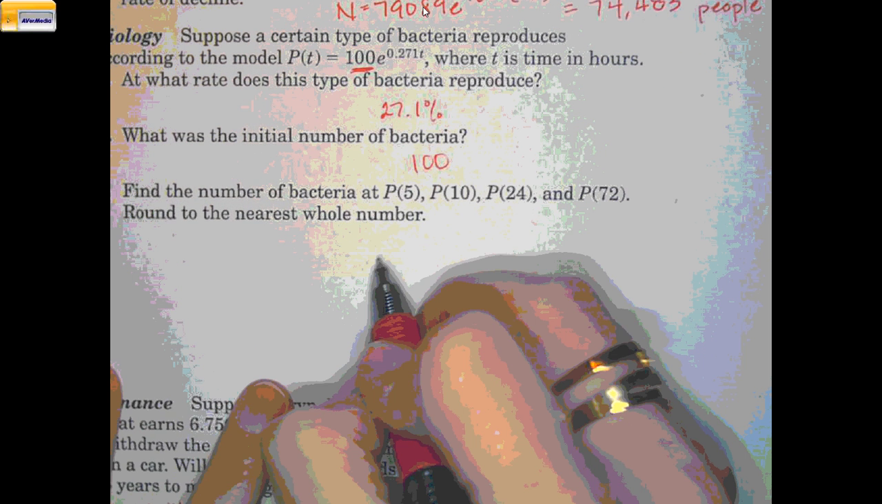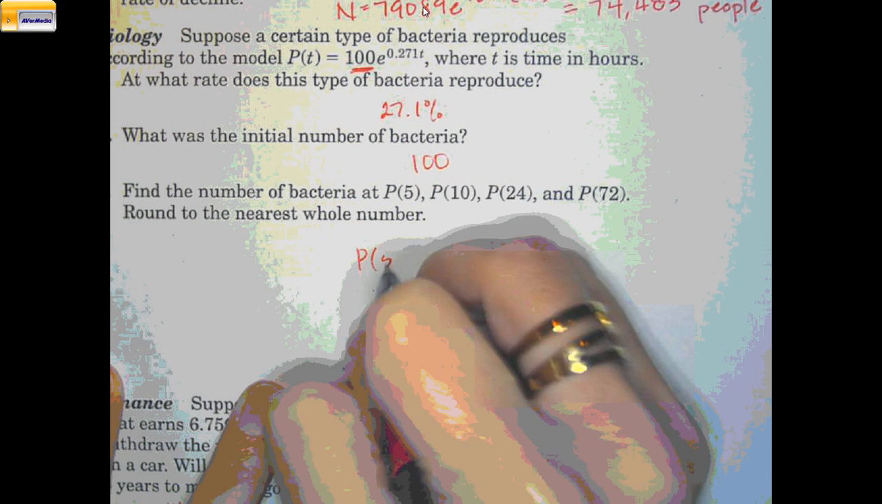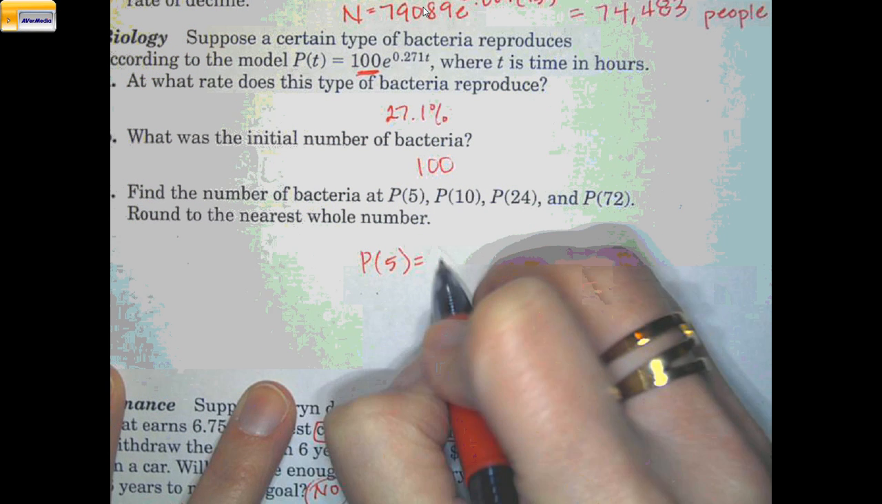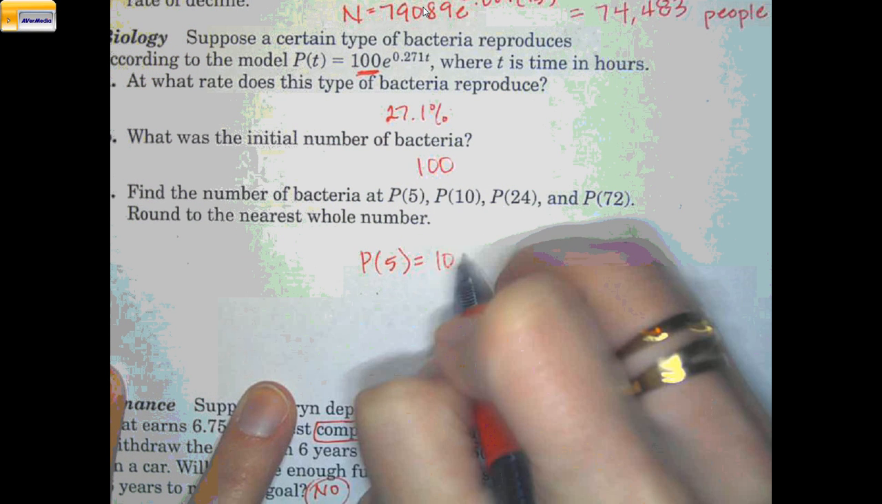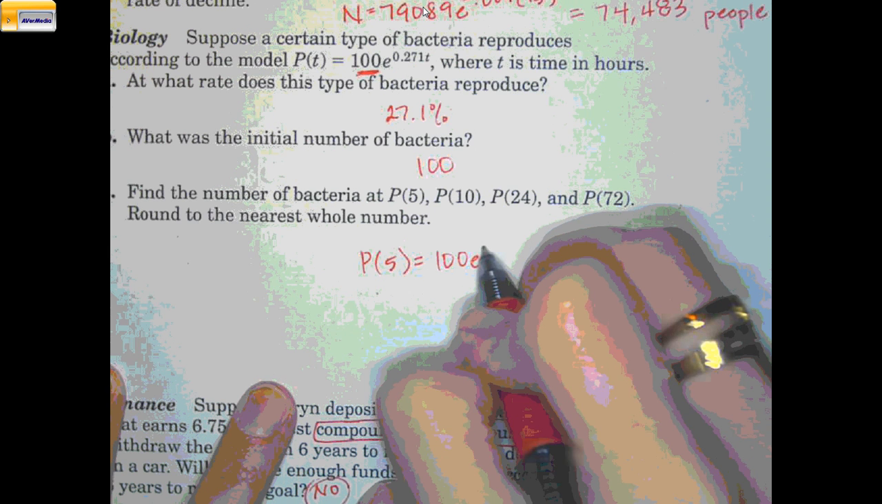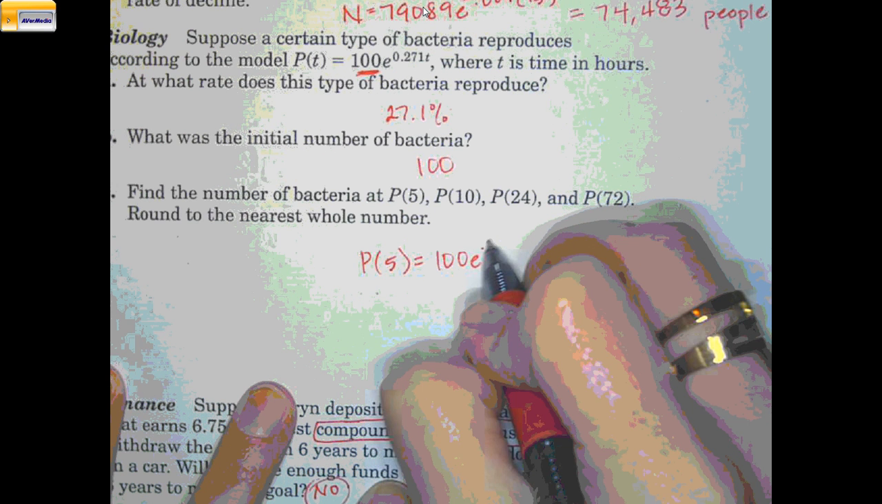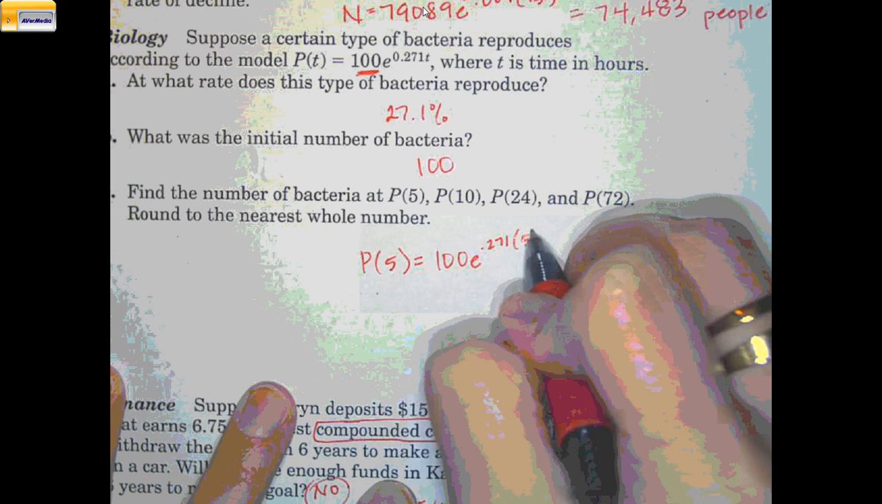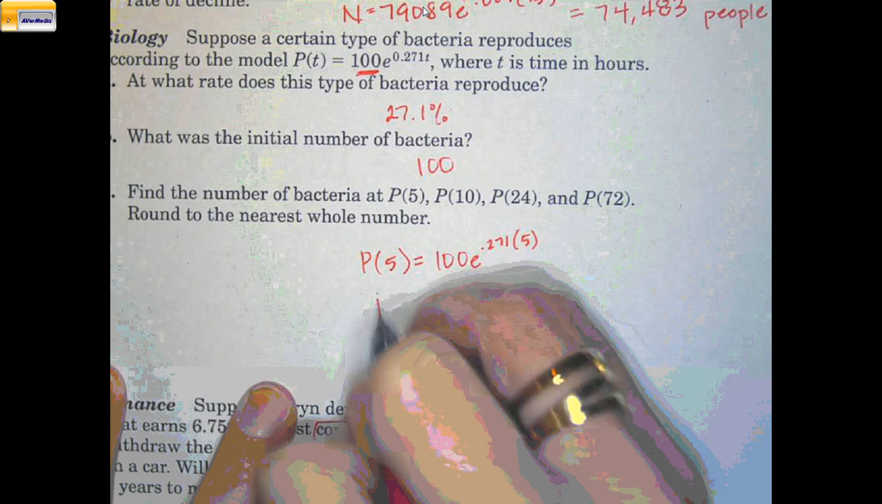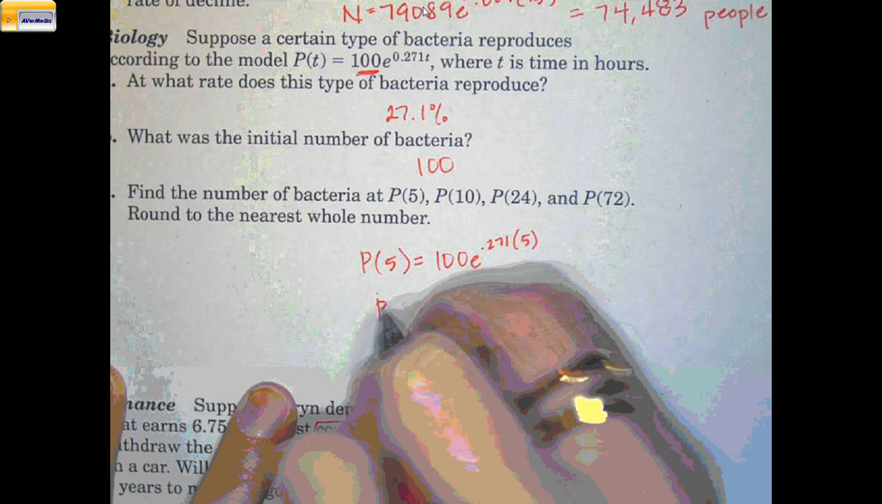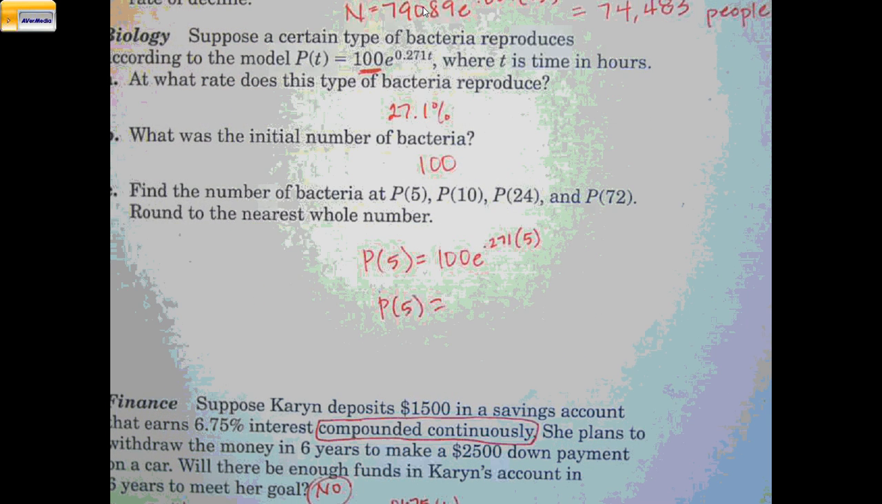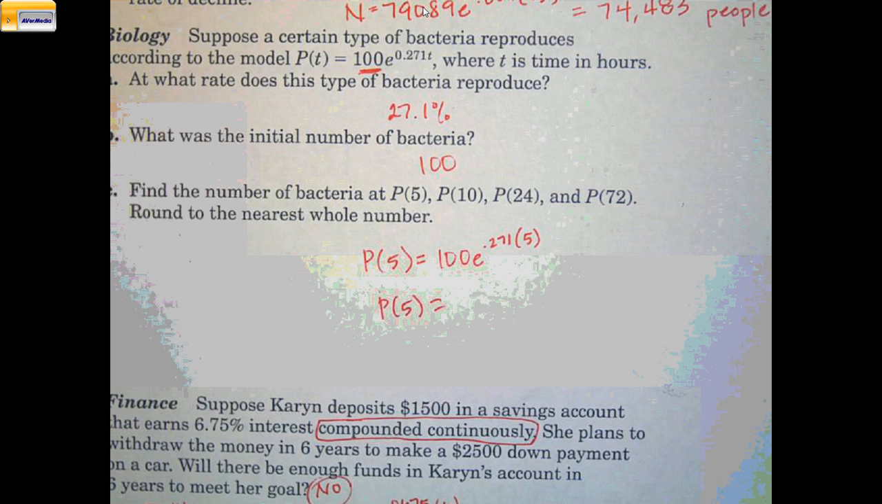In case you're worried you might forget, you might write the first equation. P at 5 equals 100 times e to the 0.271, and we're going to put a 5 in place of t. So P at 5 would equal whatever that answer is. And that's one of the 4 answers. Questions? All right, flip the page.